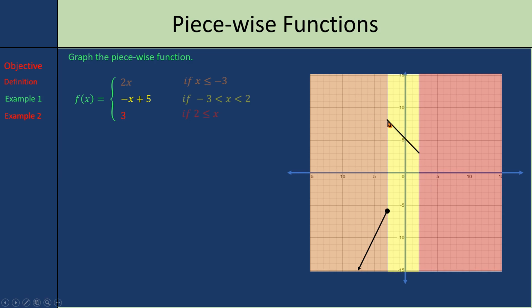And then the boundary: it's greater than -3. There's no equal, so I have to have an open dot, an exclusive boundary. And over here, I have less than 2, also no equal, so I have to have another open dot over here.